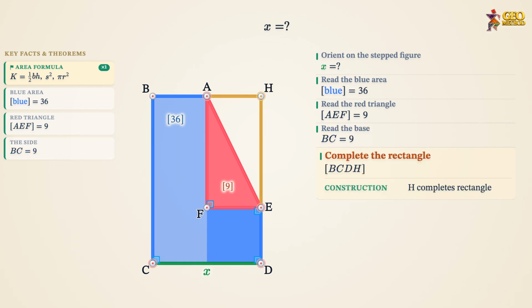Mark the top right corner H directly to the right of A and in line with D. Now draw segment A to H straight across the top side and segment H to E down the right side, so the corner H is a perfect right angle.